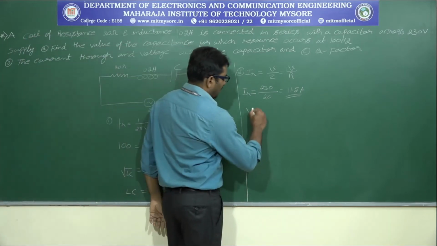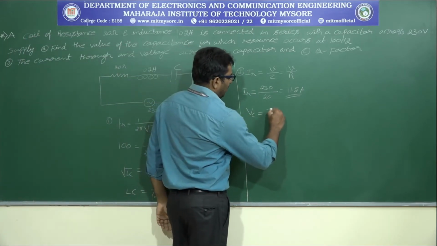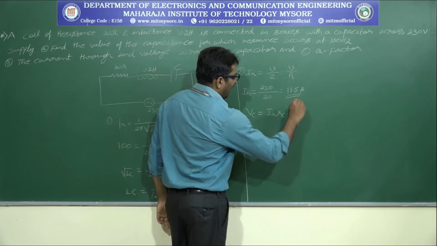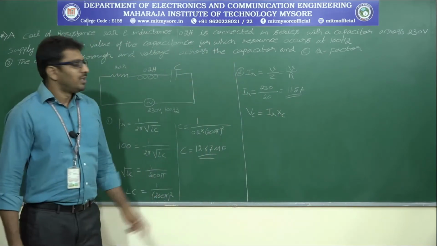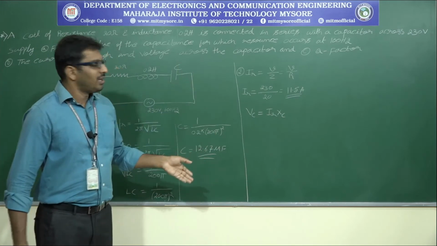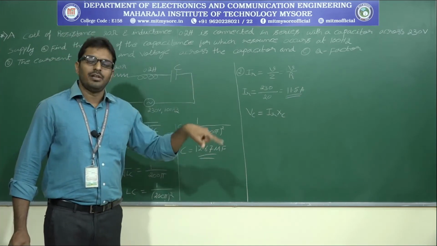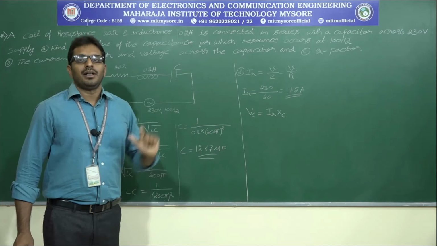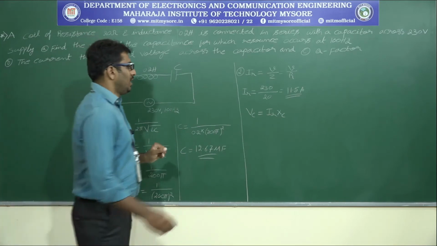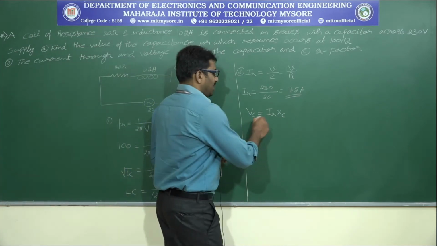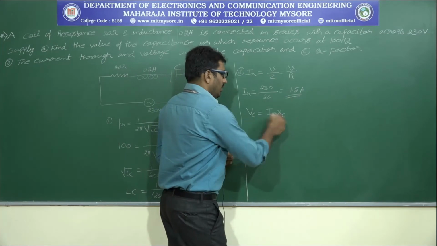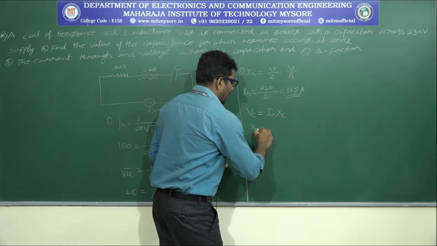What is the voltage across the capacitor? VC is equal to IR into XC, because all the values we are calculating are at the resonant frequency. Is that clear? Therefore, in order to calculate VC, IR is already known, and we need to calculate XCR.